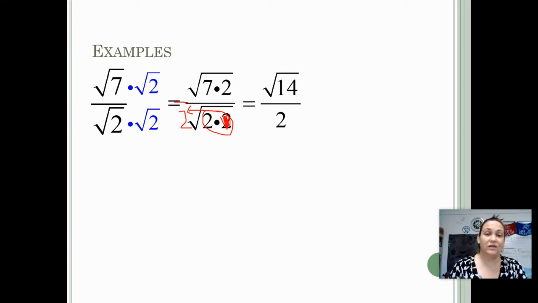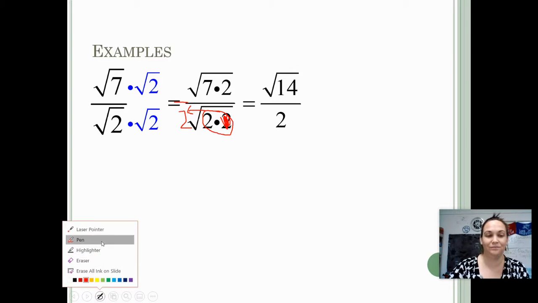Just a little side note, you cannot simplify this fraction because the 14 is under a radical and the 2 is not. So you can't simplify numbers that are inside and outside. If we had two numbers that were both on the outside, we could simplify those. Or yesterday we learned that you can simplify numbers that are both on the inside, but not one inside, one outside. So the square root of 14 divided by 2 is my final answer.